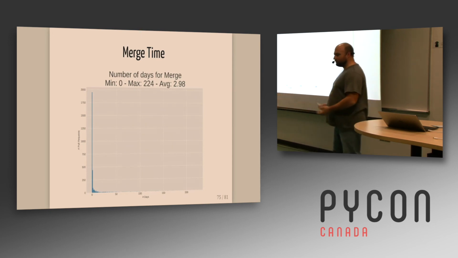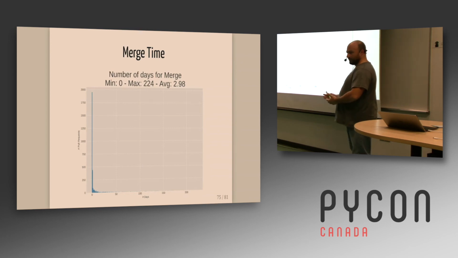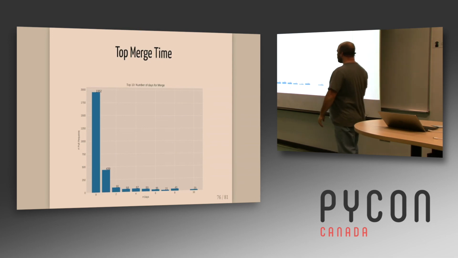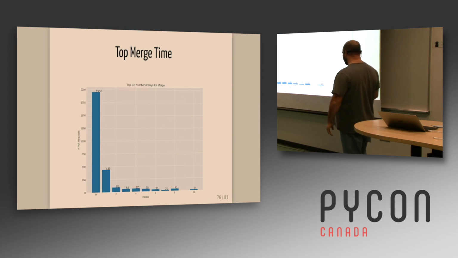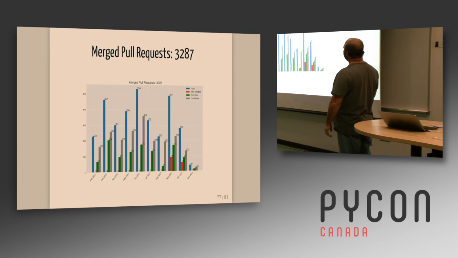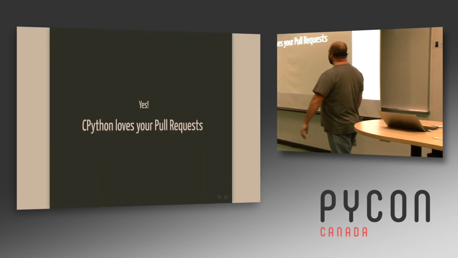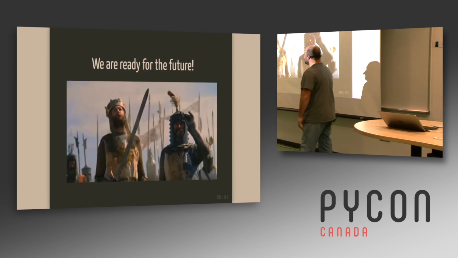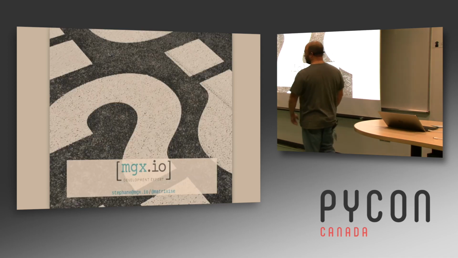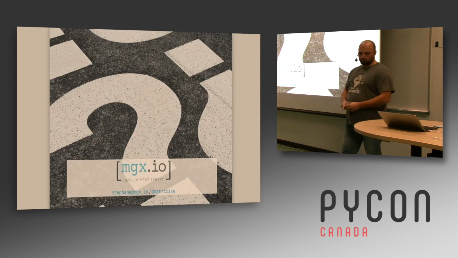Please start to contribute, because we have the machinery. The top merge, you can see the number, 1,090, 900 merges. For the merged requests, we have merged 3,200 pull requests. And yes, Python loves pull requests, and we are ready for the future. Just that, that's finished. If you have a question, you can ask.